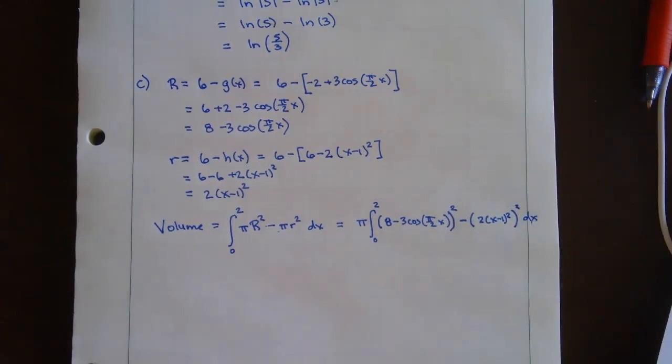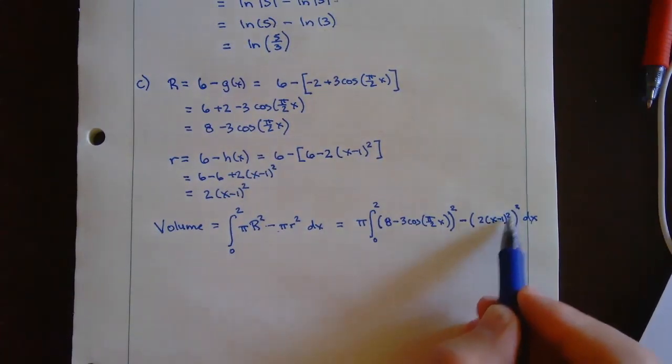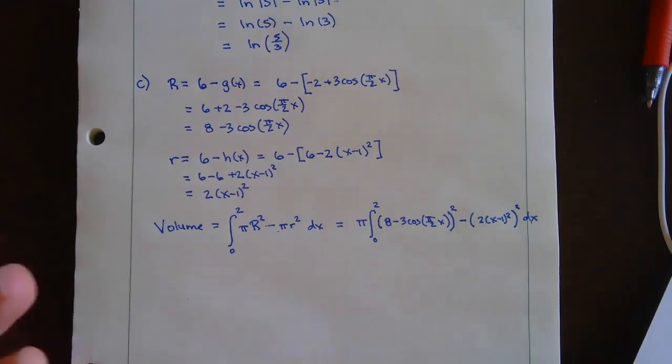That's the answer. There are some things you could do to clean it up. You could square this and make this to the 4th power, but I wouldn't even bother, because you've written it. That's it for this volume.